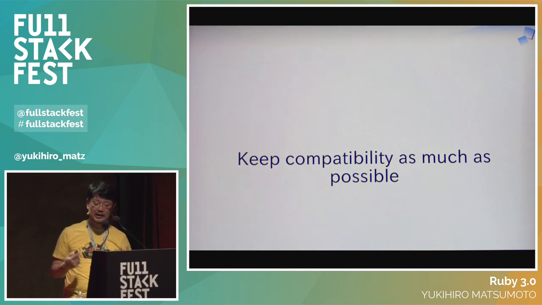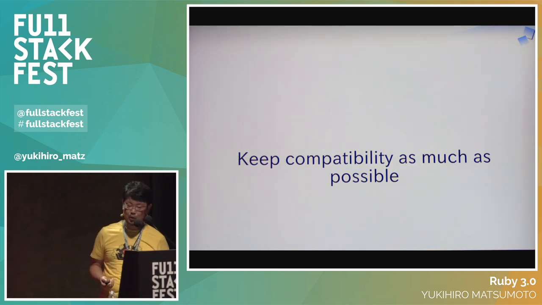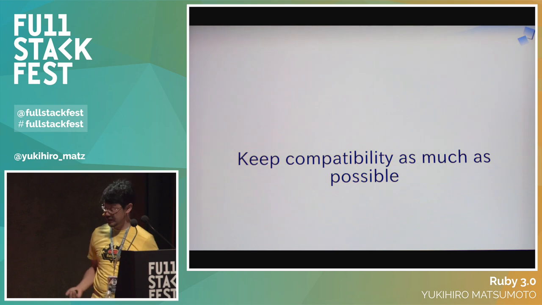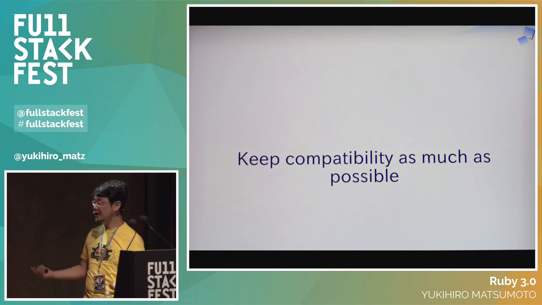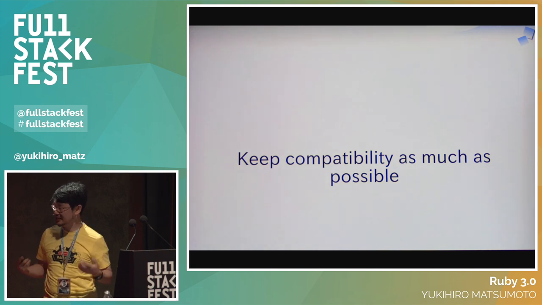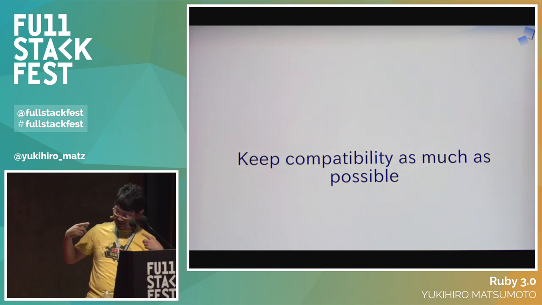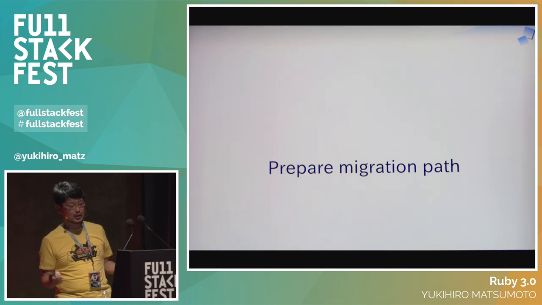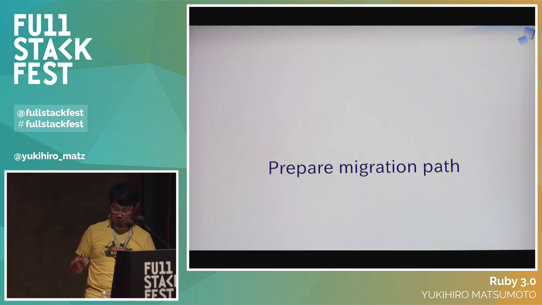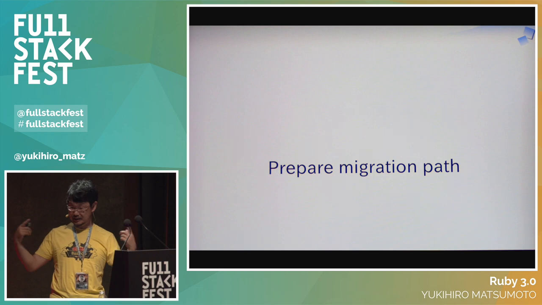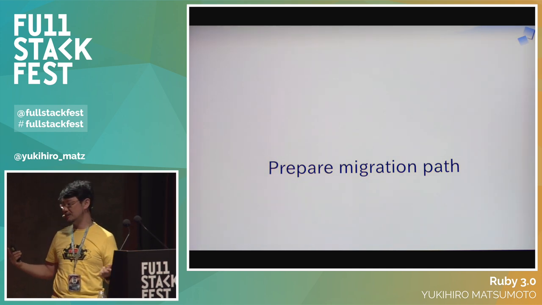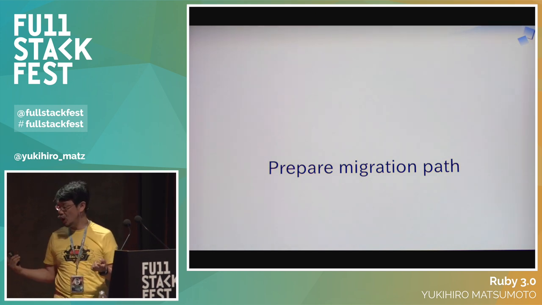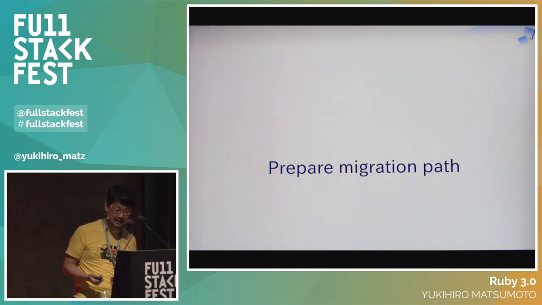And then we try to keep compatibility as much as possible. We prepare test suites and run them before and after the replacement. And if there is a behavior change, we rewrite the test, then write the test for the new spec and new behavior. We also prepare the migration path for new features, like multilingualization. We have introduced some kind of magic comments to specify the string encoding in your source file or something like that.